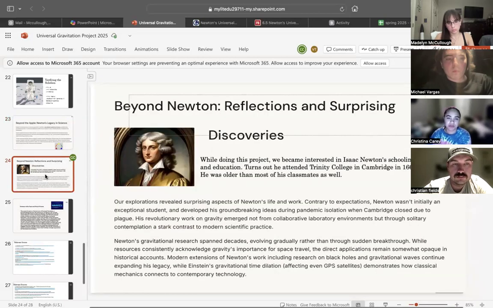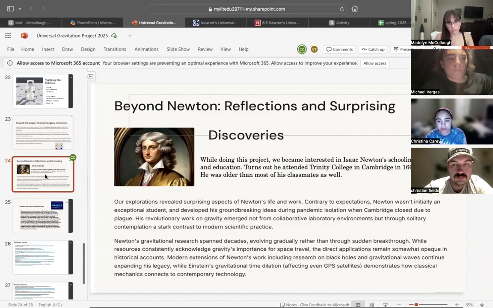6.2 Beyond Newton, reflections and surprising discoveries. While doing this project, we became interested in Isaac Newton's schooling and education. Turns out he attended Trinity College in Cambridge in 1661. He was older than most of his classmates as well. Our explorations revealed surprising aspects of Newton's life and work.